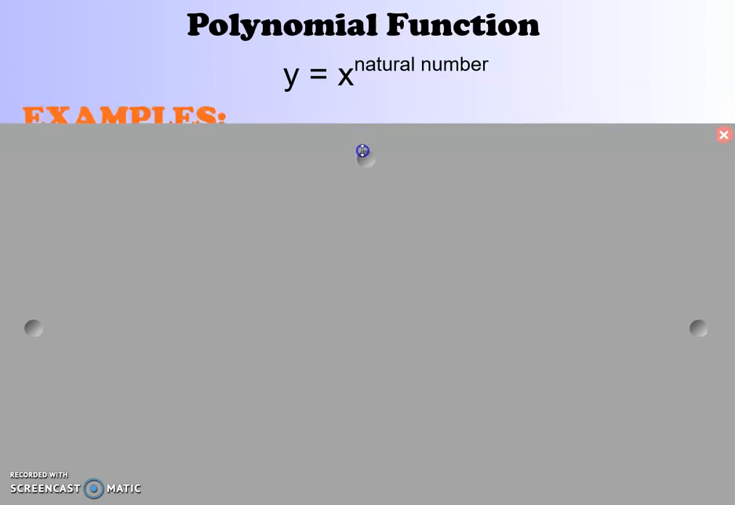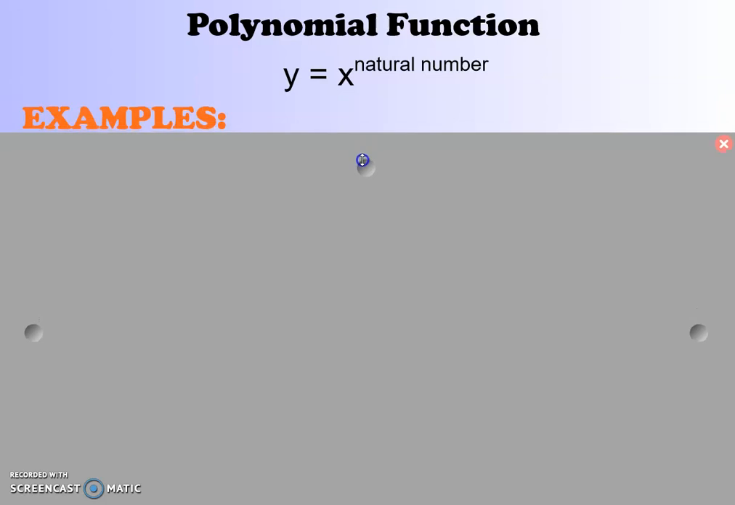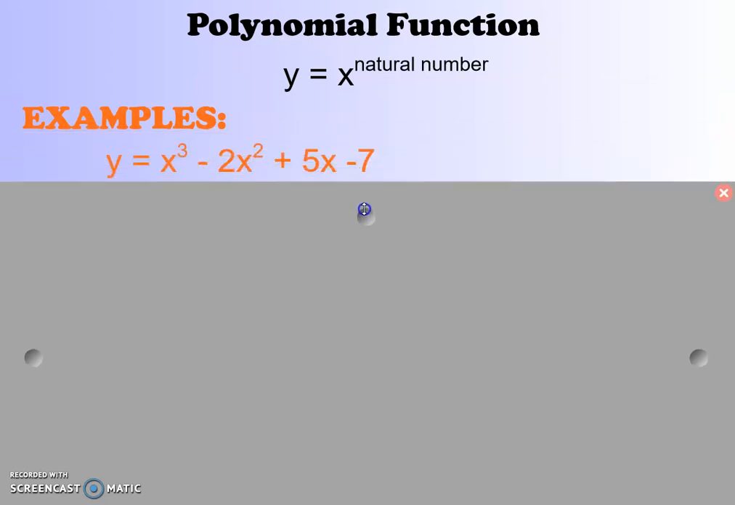So for example, let's take a look at some examples of polynomial functions like this. Y equals x cubed. Notice the exponent 3 is a natural number. Minus 2x squared. Again, this is a natural number. Plus 5x. Now the exponent for x here is a 1. You don't see it, but it's a natural number. Minus 7, a constant. This example here we call a cubic, because the highest power of x is a cube.